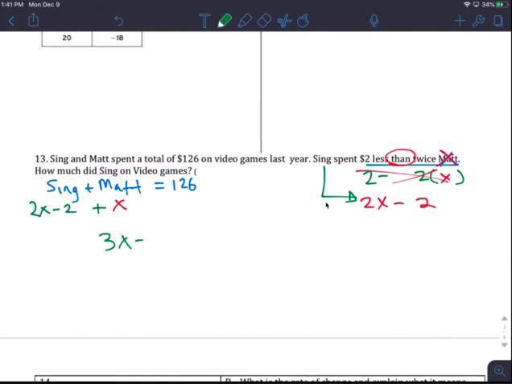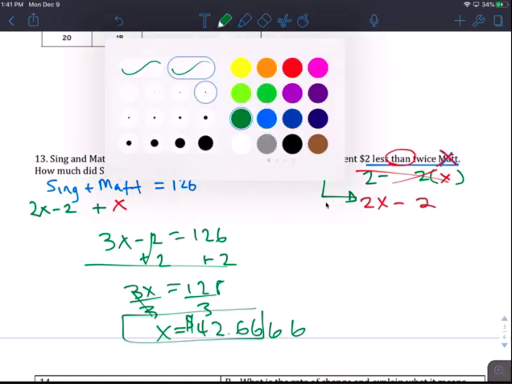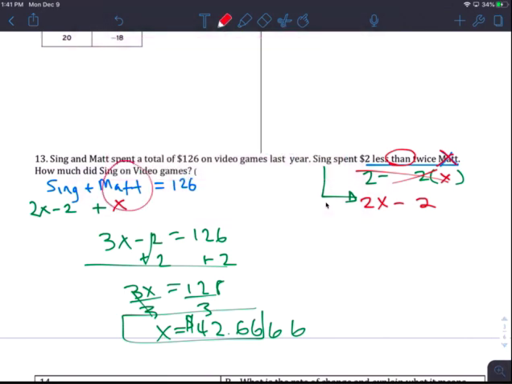Get 3x minus 2 equals 126. Add 2, add 2. 3x equals 128. Divide by 3. You get x equals $42.66 with repeating. Okay, so 42. So who's x? X is Matt. Matt spent $42.67.